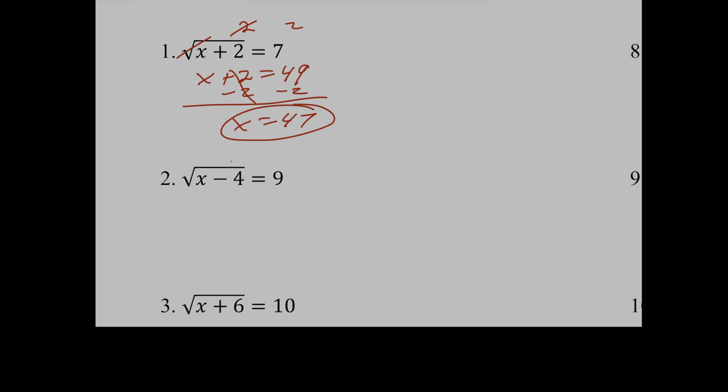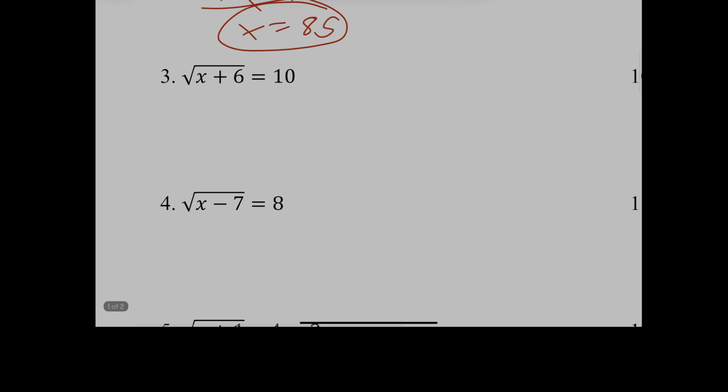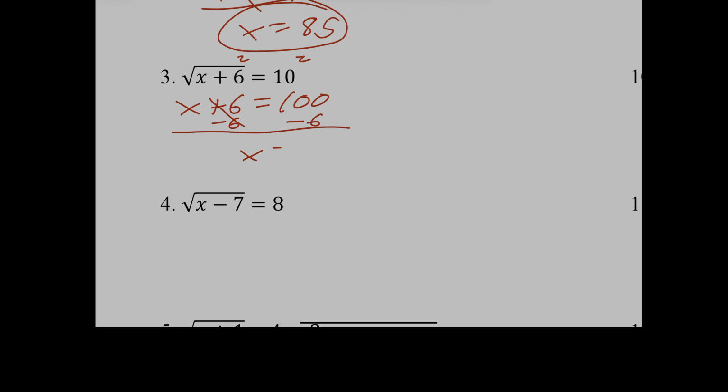Next one, the square root is by itself, so let's square both sides. X minus 4 equals 49, no, 81. Okay, and then I'm going to add 4 to both sides, and my answer is going to be 85. Let's keep going. Number 3, we're going to square both sides. X plus 6 equals 100. Now I'm going to subtract 6 from both sides, and I'm going to get x equals 94.